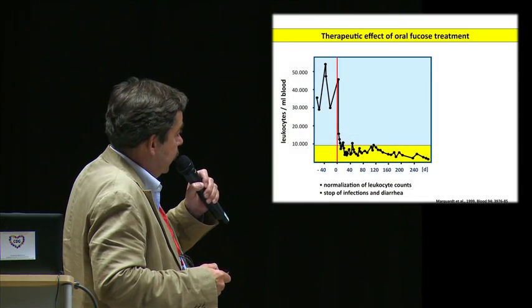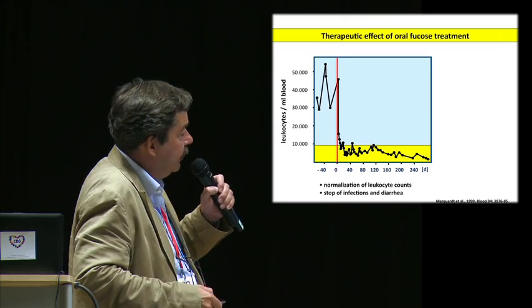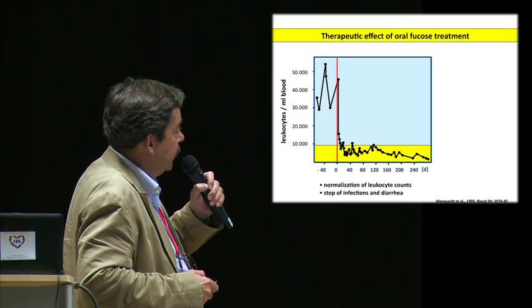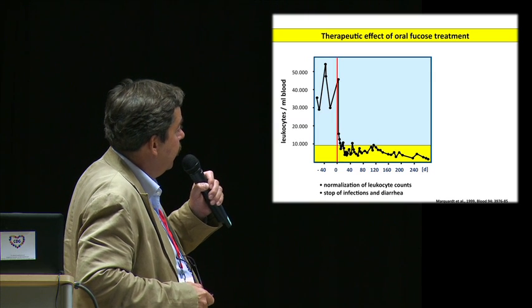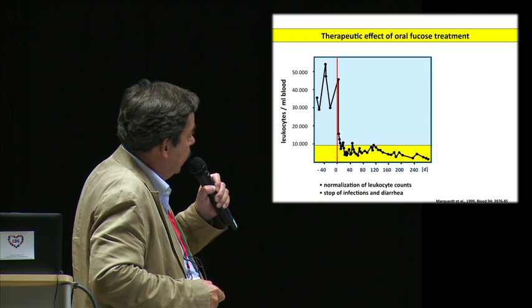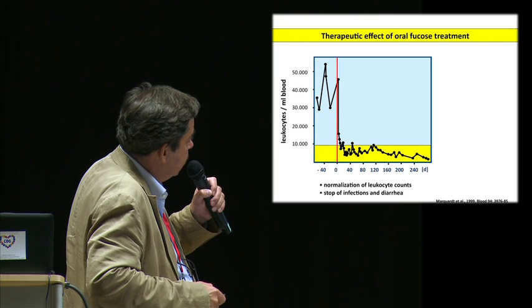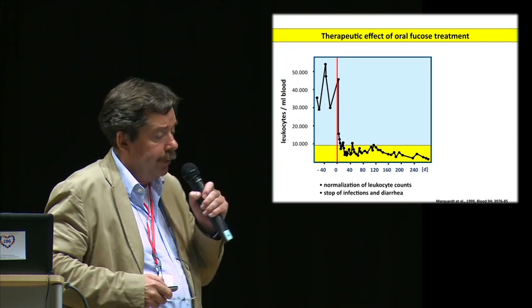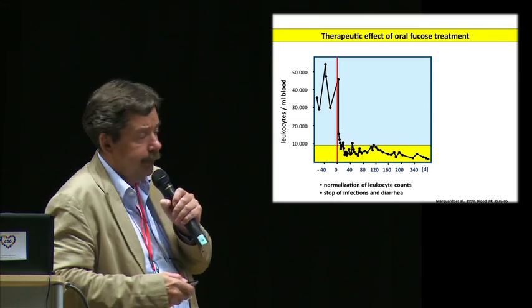And it was the group of Thorsten Marquardt and Dietmar Vestweber who found that treatment of the patients with fucose normalized these infections and the severe diarrhea the patients were suffering from.